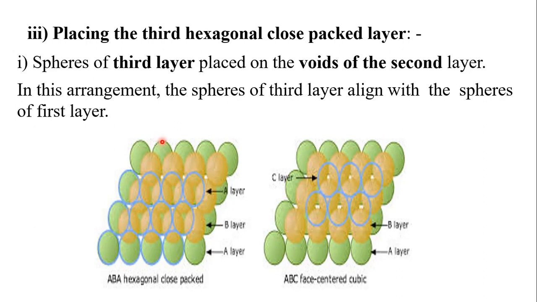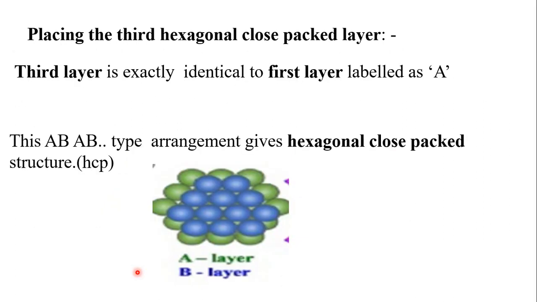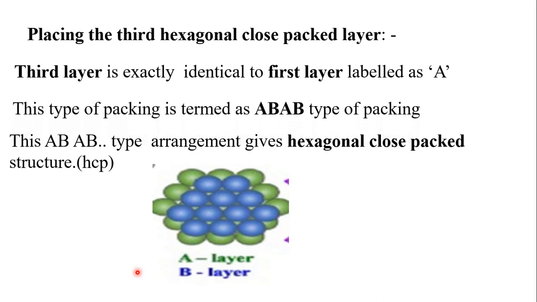And every third layer is the same as that of the first layer, and therefore it is called an ABAB type of arrangement, or it is called an ABAB type of packing.